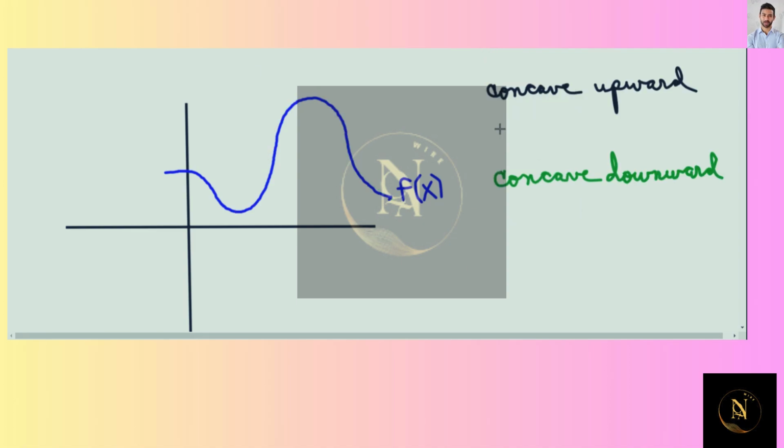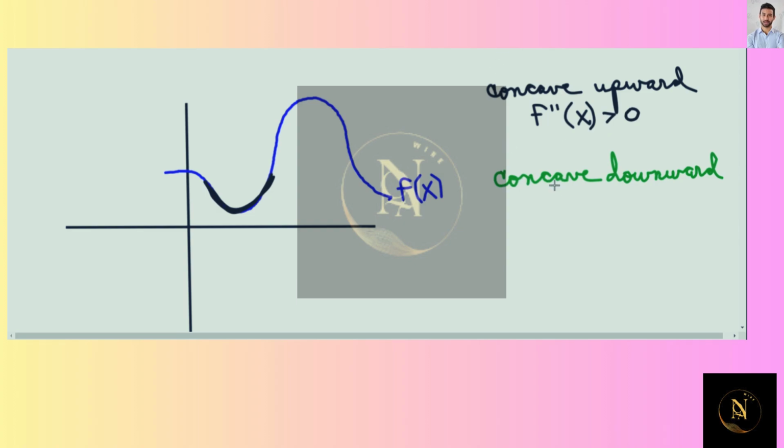If you want to determine where the graph is concave upward, it looks like this, kind of like a U opening upwards. So this is a portion of the graph that is concave upwards. In order to determine where the function would be concave upwards, we need the second derivative to be positive.